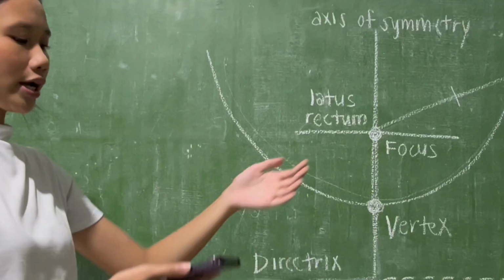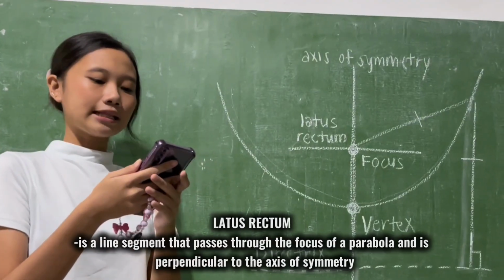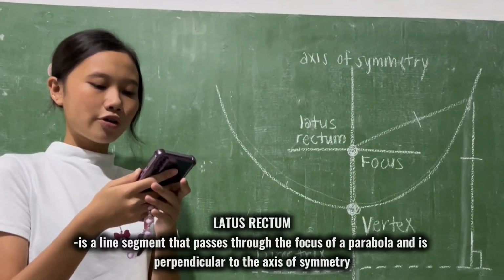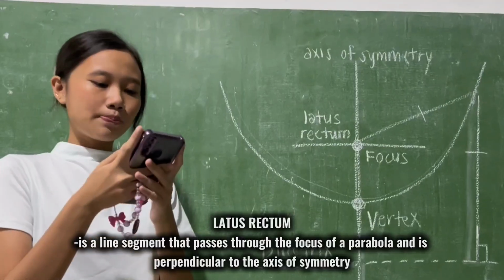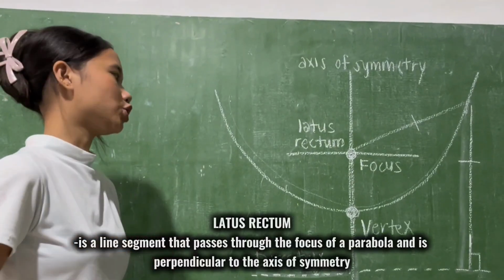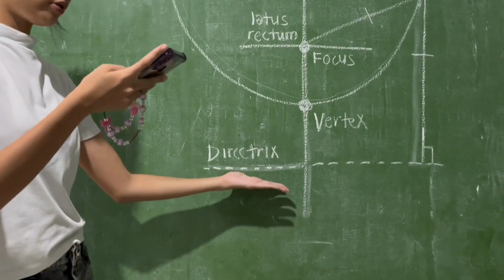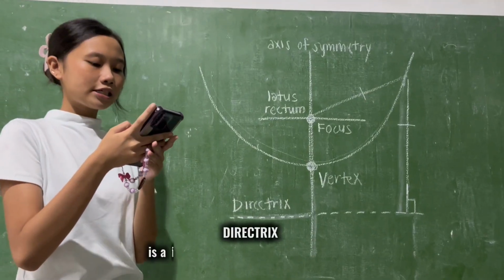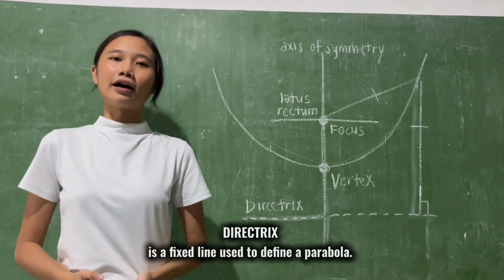Fourth is the latus rectum. The latus rectum is a line segment that passes through the focus of a parabola and is perpendicular to the axis of symmetry. Fifth is the directrix. The directrix is a fixed line used to define a parabola.